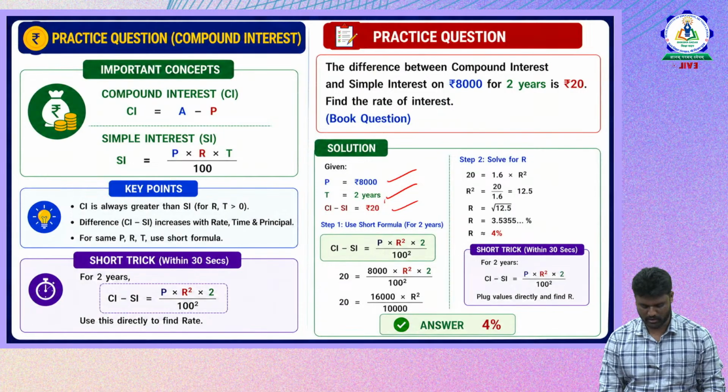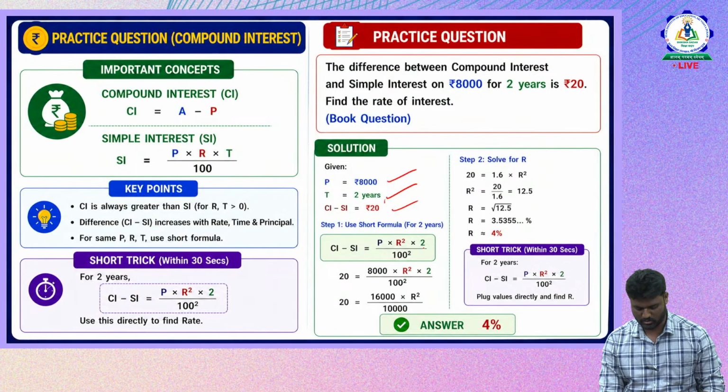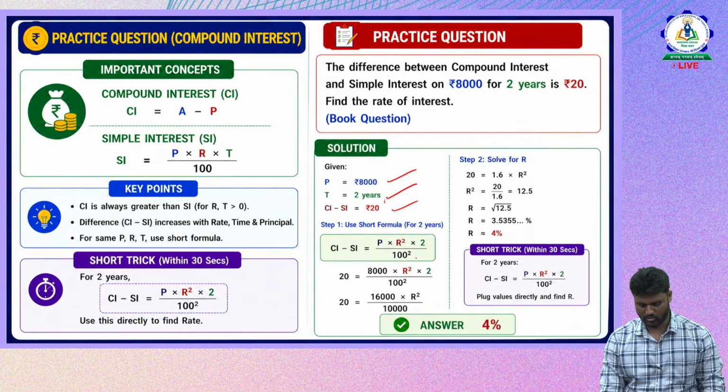How do you identify the rate of interest? Now let us see that. The difference between the compound interest and simple interest is P into (R by 100) whole squared, which is the formula we need to apply here, into (2 by 100) squared.